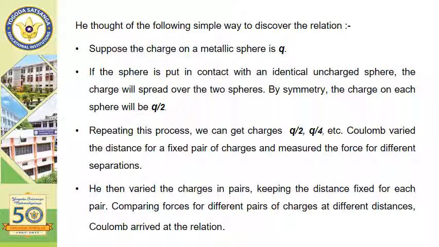Also, Coulomb varied the distance for a fixed pair of charges and measured the forces for different situations, or you can say different separations. Then he varied the charges in pairs, but keeping the distance fixed for each pair. And after comparison for different pairs of charges at different distances, he found the relation for forces, as we will see in the next slide.